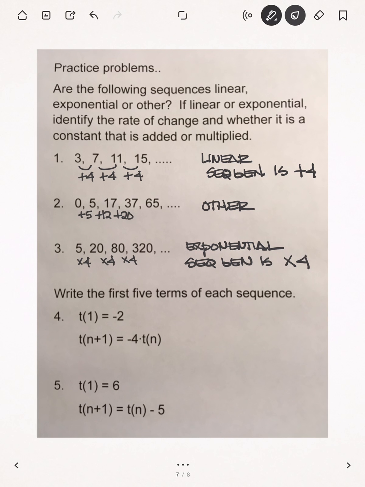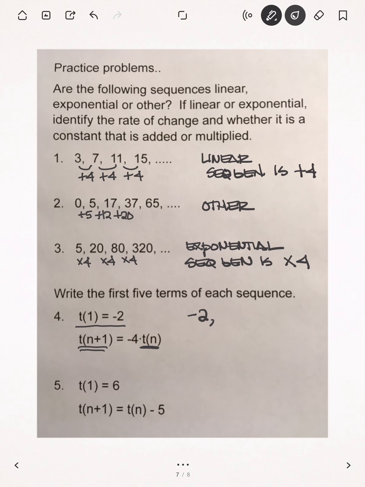And the next set of homework problems, it says to write the first 5 terms of each sequence. And this is written in recursive notation. So remember, this means term 1 is -2. So if it said to write the first 5 terms of each sequence, my first term is -2. To find the next term, and that's what this means right here. This is the term after the term that we know. To find the next term, what are we going to do? We're going to take that first term, which is t of 1, and we are going to multiply by 4.